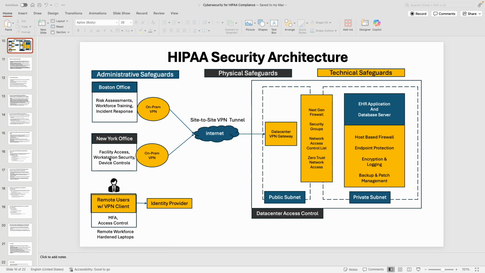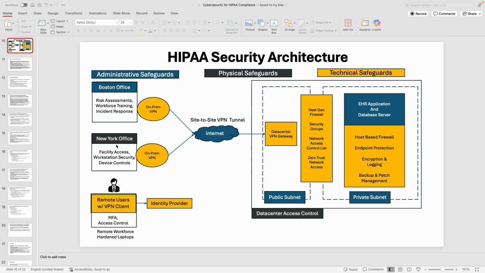those systems. And then we are also looking at what types of controls are implemented for the remote users. It looks here like they have some laptops that are configured with a VPN client, and that VPN client is linked with an identity provider that requires multi-factor authentication for access control.